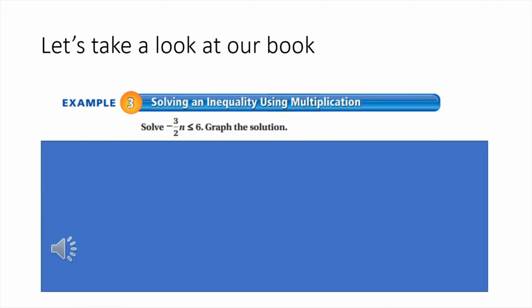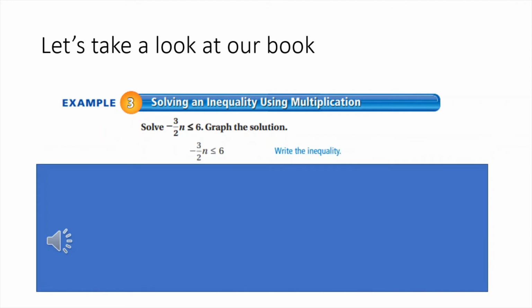Okay, so let's take a look at a more difficult problem involving inequalities using multiplication. The problem that we're going to look at now is negative 3 over 2n is less than or equal to 6. I want you to think about what our first step would be here. What do you think we do first to solve this problem? If you said rewrite the inequality, you are correct because that is always our first step. Let's write the problem down on paper to get started.